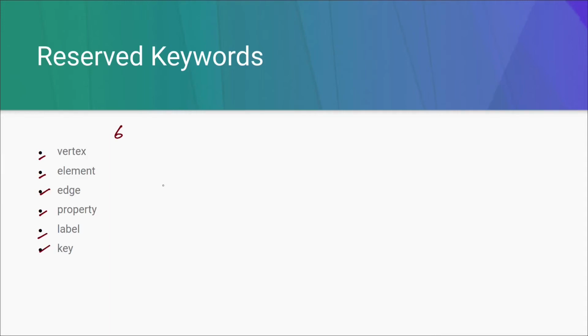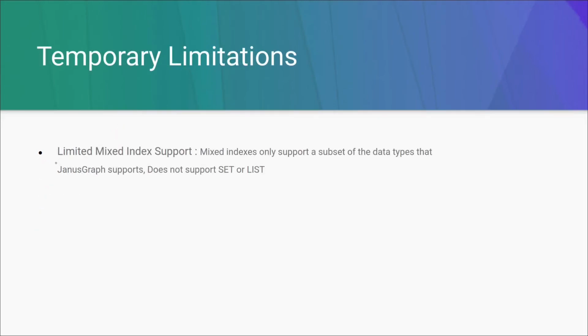We are done with design limitations now. Let's move ahead and see a temporary limitation. The temporary limitation in JanusGraph is limited mixed index support. A minute before, we saw the total number of data types that are supported by JanusGraph. So if you want to create indexes on properties defined with those particular data types, we can do so, but we cannot create a mixed index when it is defined as a set or a list.